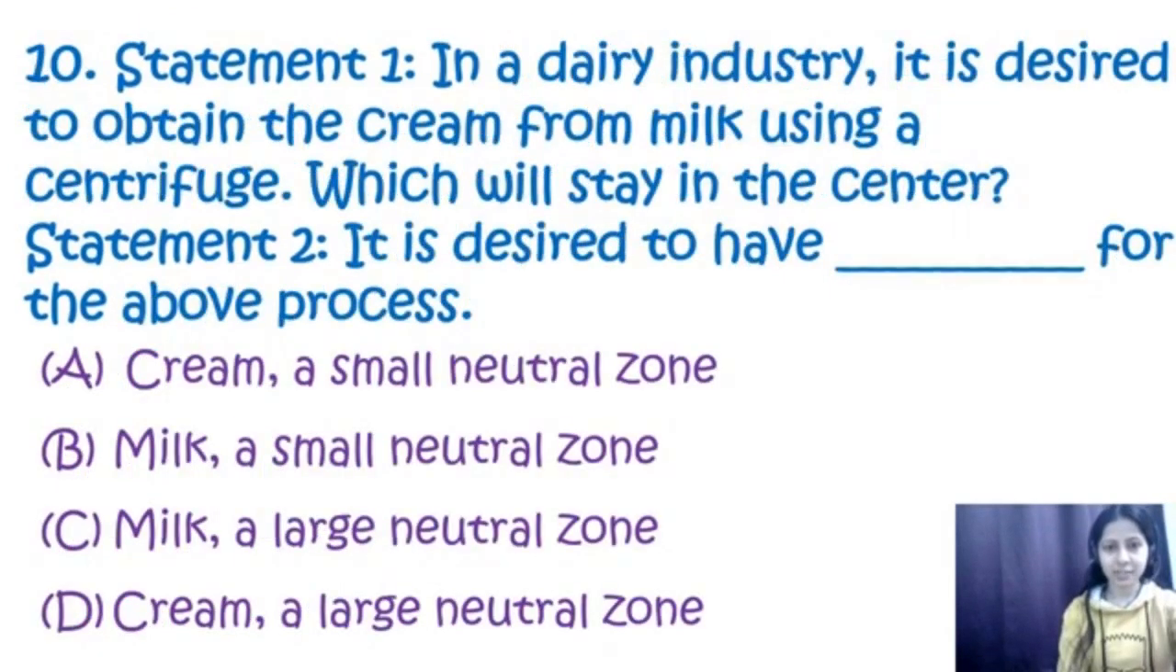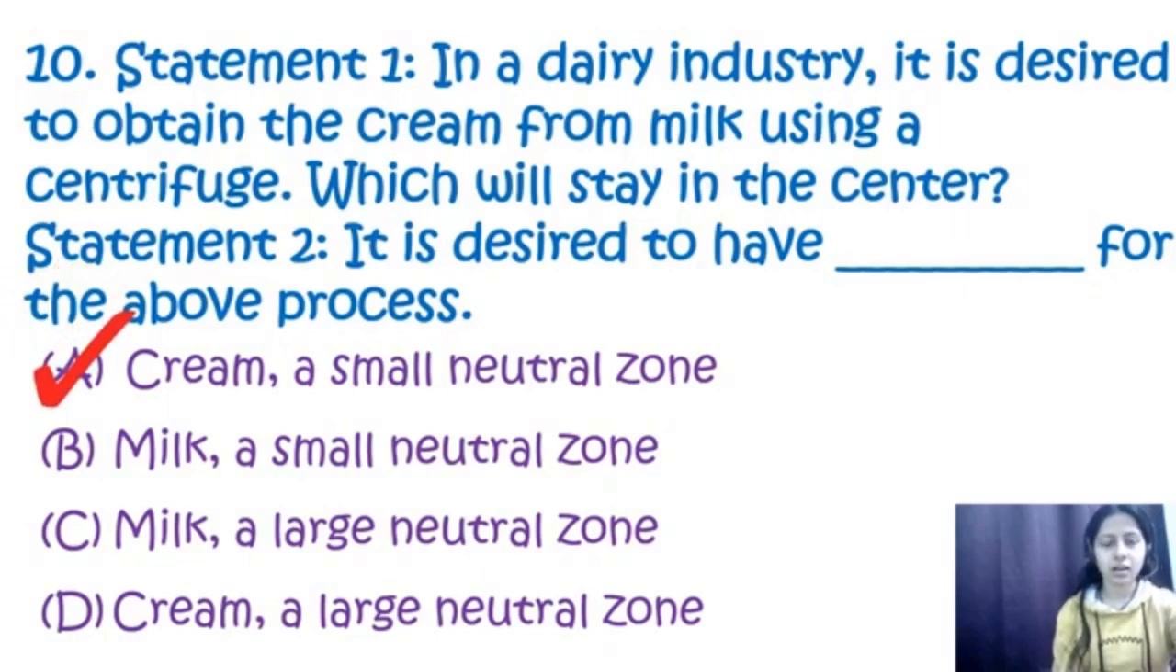Number 10. Statement 1. In a dairy industry, it is desired to obtain the cream from milk using a centrifuge, which will stay in the center. Statement 2. It is desired to have dash for the above process. So here option A, that is cream and a small neutral zone, is correct.